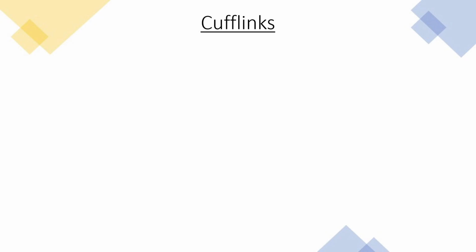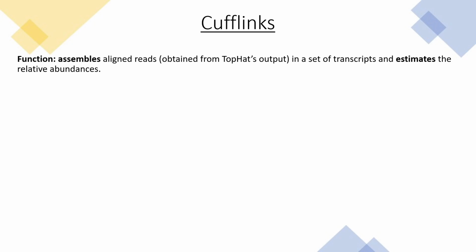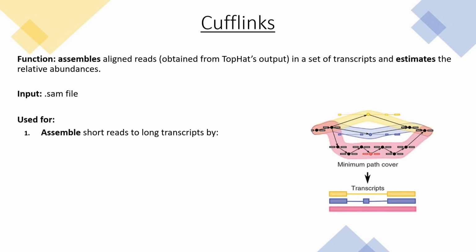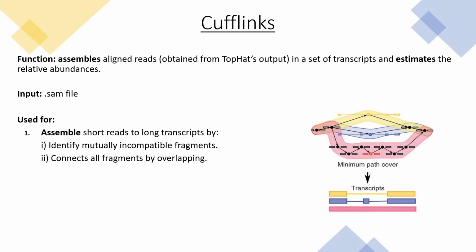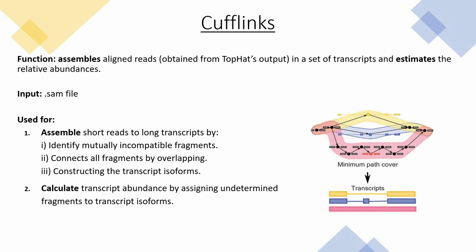And now for Cufflinks. We are using Cufflinks for two reasons. First is to assemble the aligned reads obtained from TopHat's output into a set of transcripts and to estimate the relative abundance of our transcripts. The input file is a SAM file, and it is used first to assemble short reads to long transcripts, as you can see in this picture. First, identify the mutually incompatible fragments, next connect all fragments by overlapping, and lastly construct the transcript isoforms. The second step is to calculate the transcript abundance by assigning undetermined fragments to transcript isoforms. And the output of Cufflinks is also a SAM file.